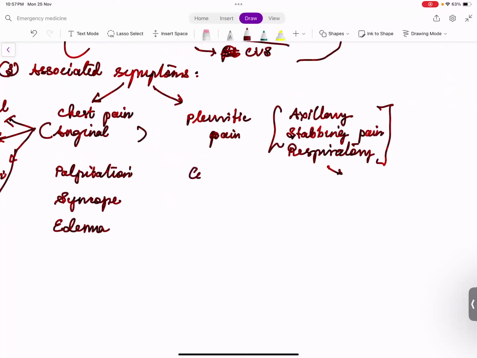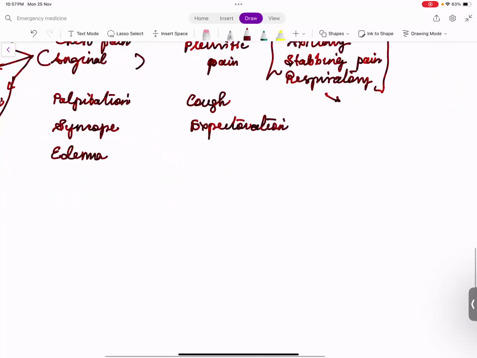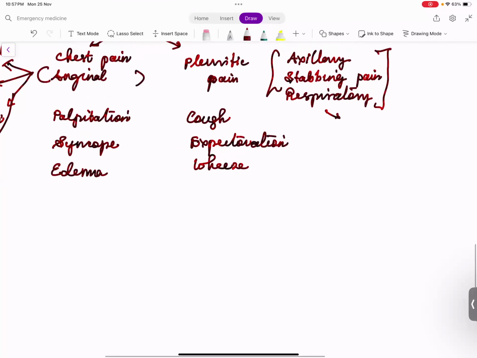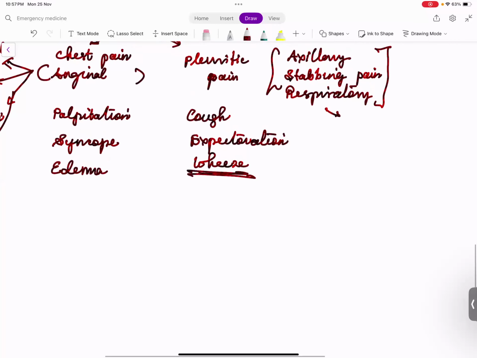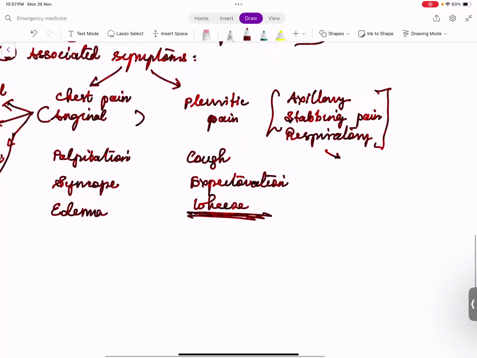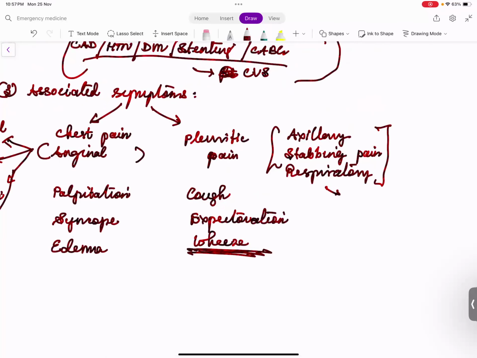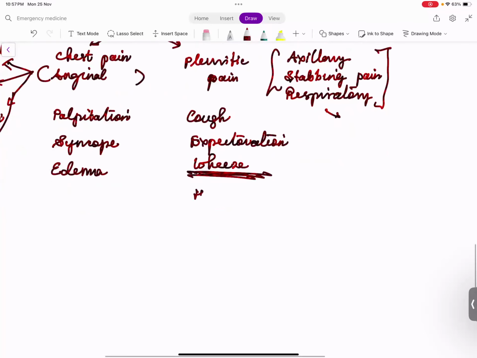And presence of a cough, presence of expectoration. It could be a mucoid expectoration or a purulent expectoration. Any expectoration, presence of wheeze. Remember, breathing difficulty and wheeze are 2 different symptoms. In wheeze, the patient typically tells that they have a whistling sound or noisy breathing. Yes, so all these things and hemoptysis.